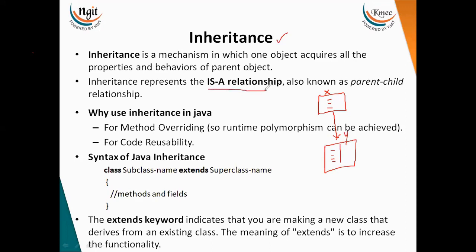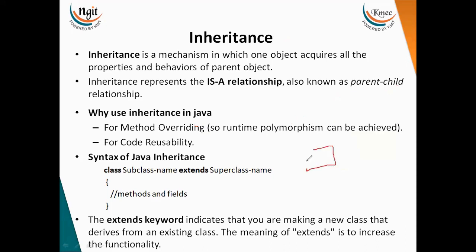So it always shows the is-a relationship. It is also known as a parent-child relationship. Sir, why do we use inheritance? To override, in order to perform method overriding, which is also called runtime polymorphism, and that can be achieved by using inheritance. And you can reuse the same code any number of times.